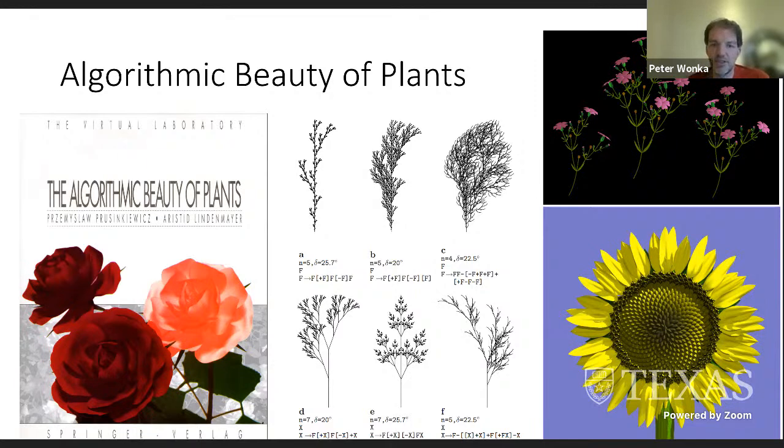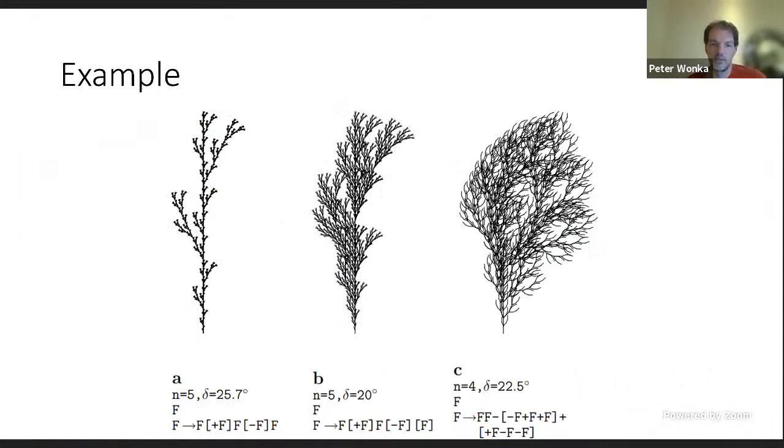So here are six simple examples generating 2D plants. And these examples are generated with one or two rules. So we'll pick these three examples here. What we have is basically a string derivation system where you have a starting string F, and then in subsequent iterations, each F is being replaced by the following string, F bracket plus F bracket F, and so on.